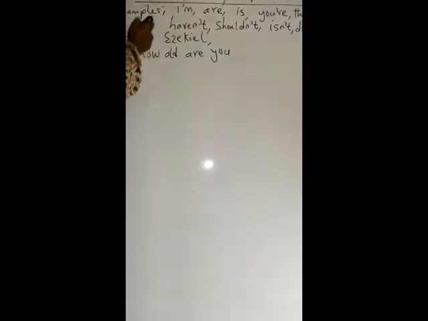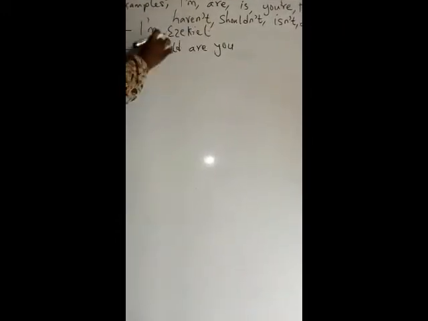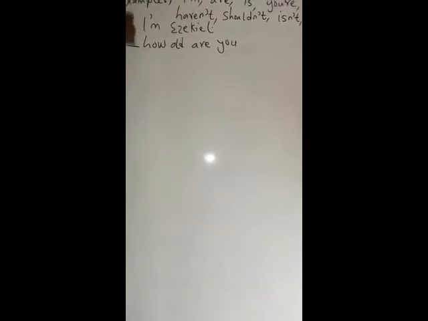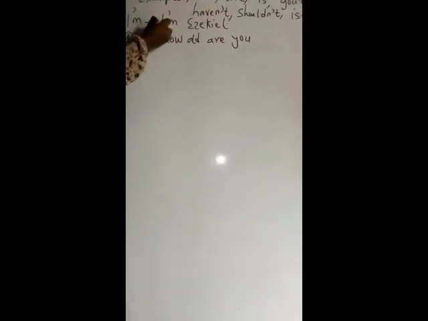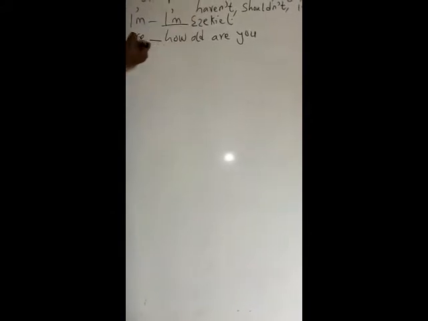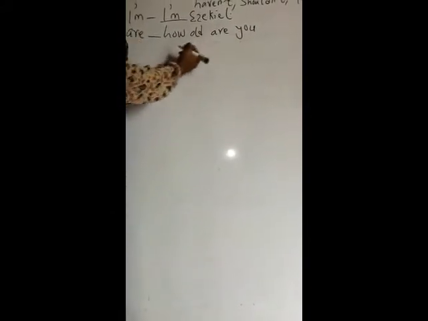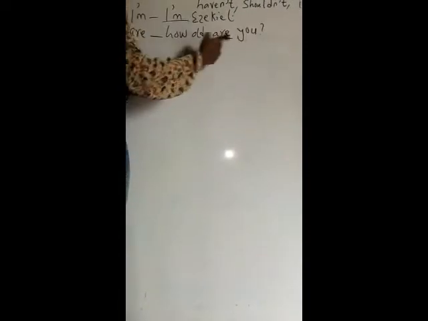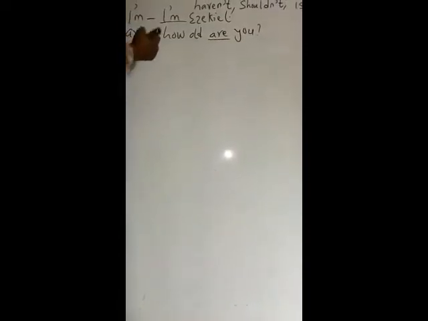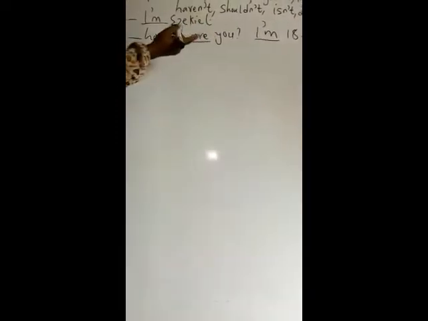Now in this short sentence, hello, I'm Ezekiel. What is the verb to be here? The verb to be is what I underline, am. Okay. How old are you? What's the verb to be in this sentence? Alright. Then the person will reply, I'm 18 or I'm 17. See another verb to be, am again. I'm 18. You see how it works in sentences.